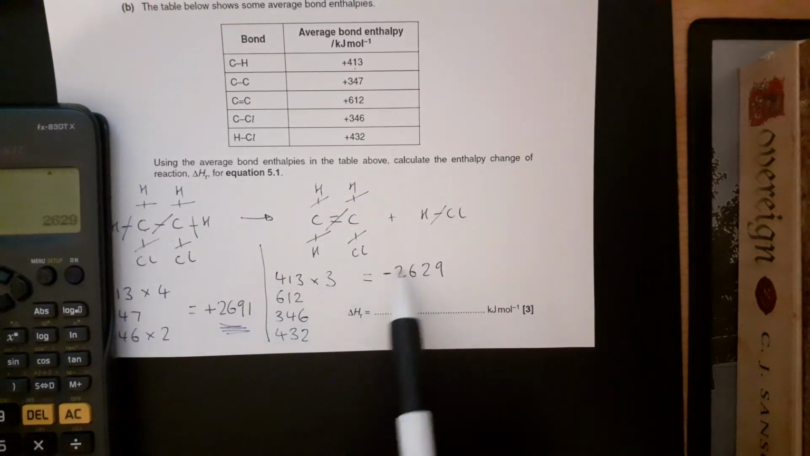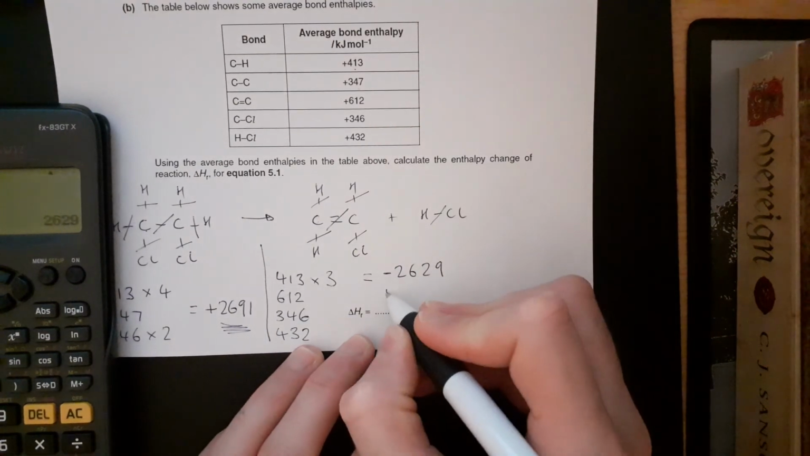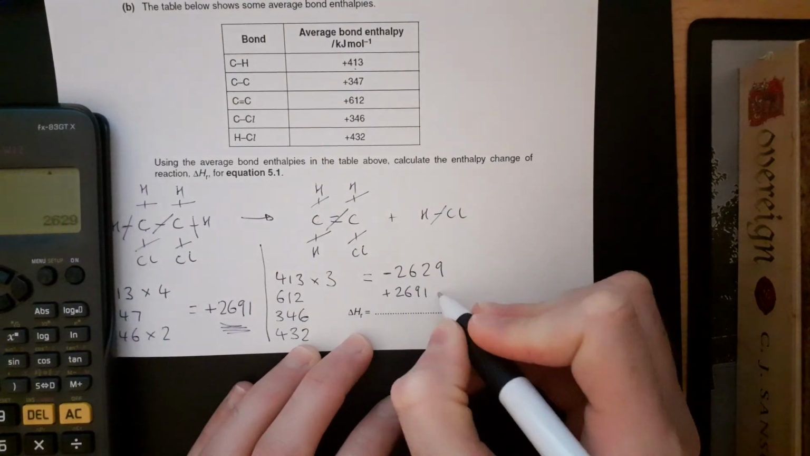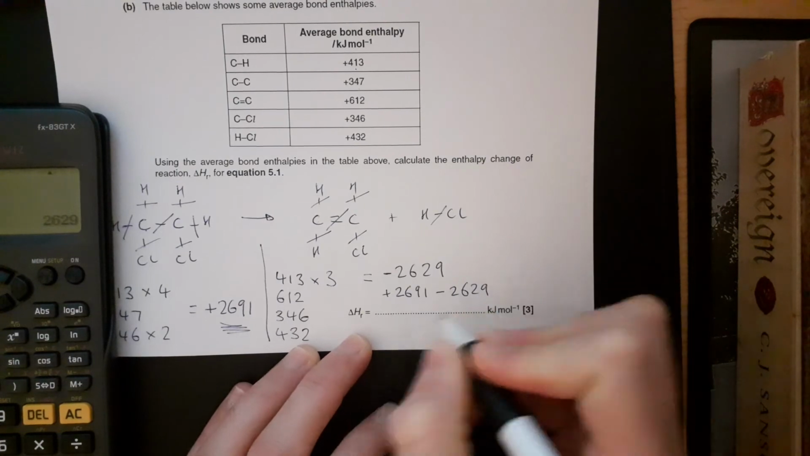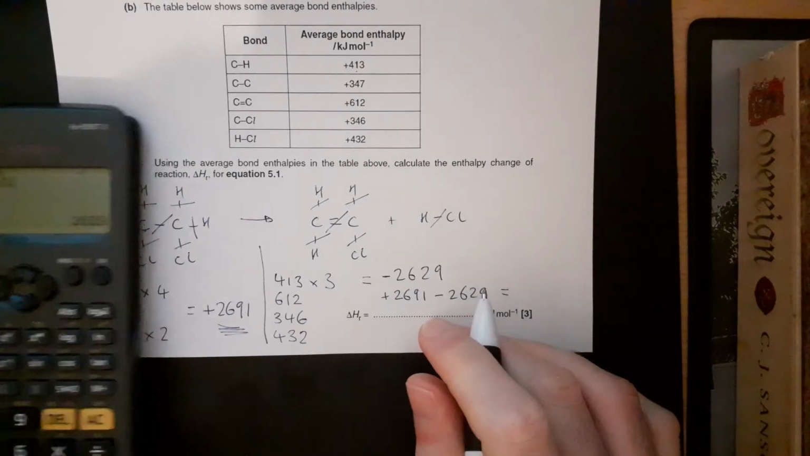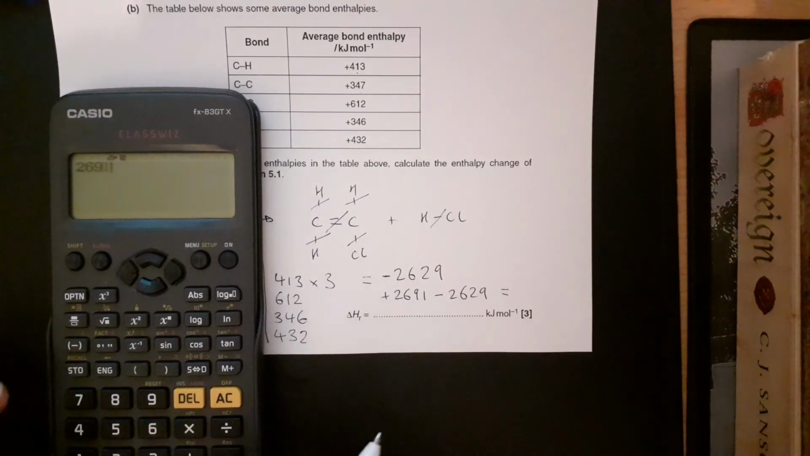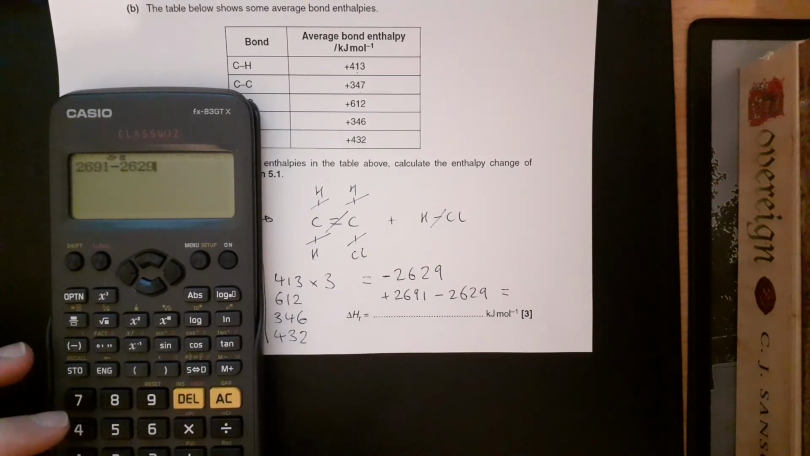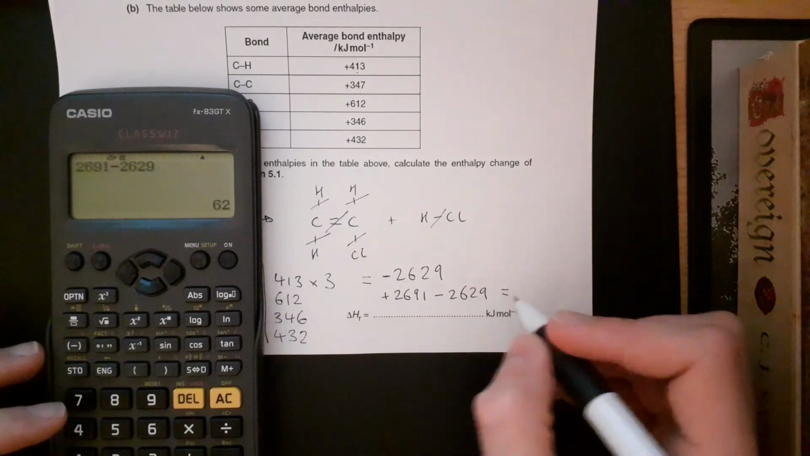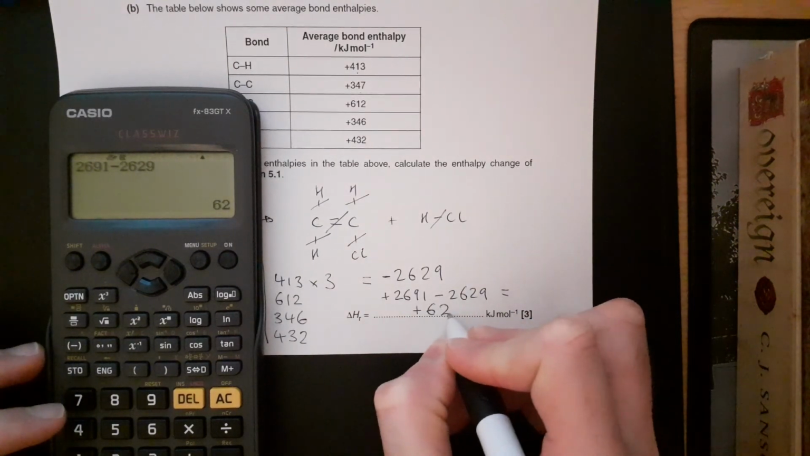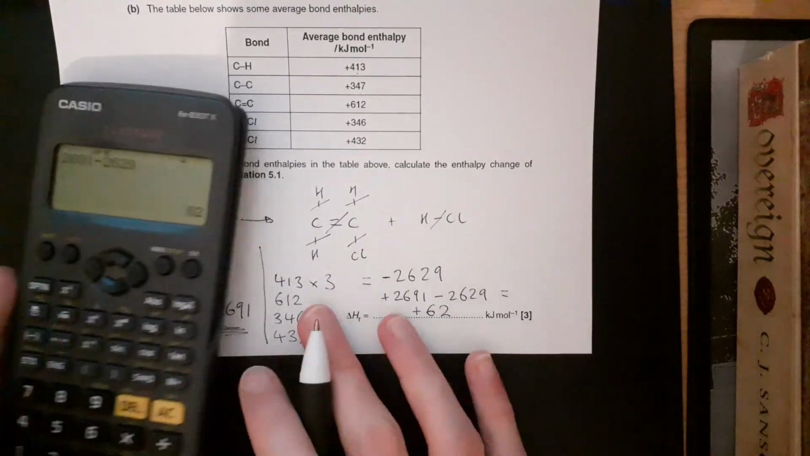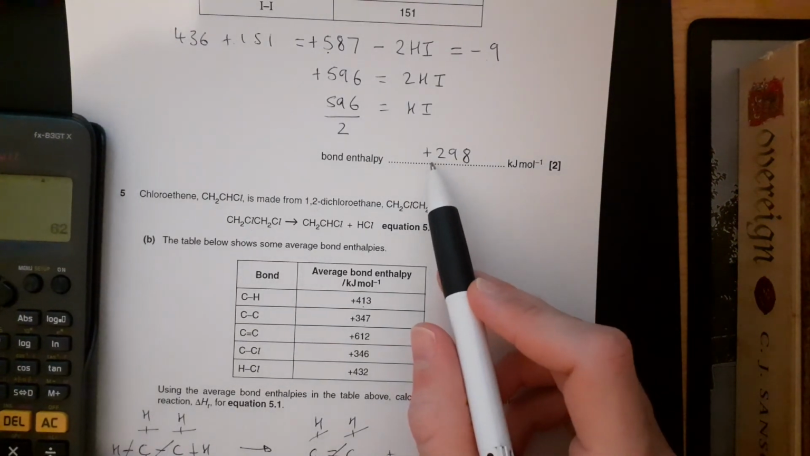So now we just need to use these two numbers to do the calculation. So plus 2691 minus 2629. It's going to be a pretty small number, isn't it? 2691 take away 2629, 62. So it's plus 62.